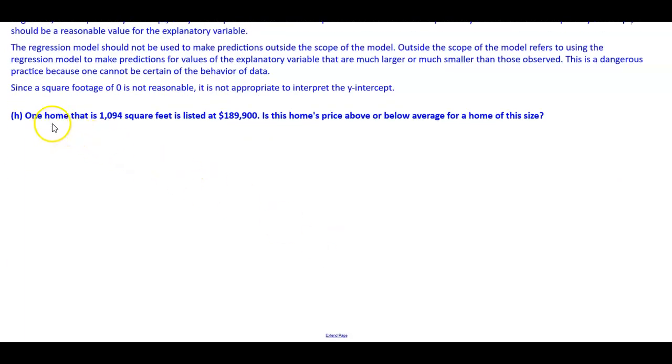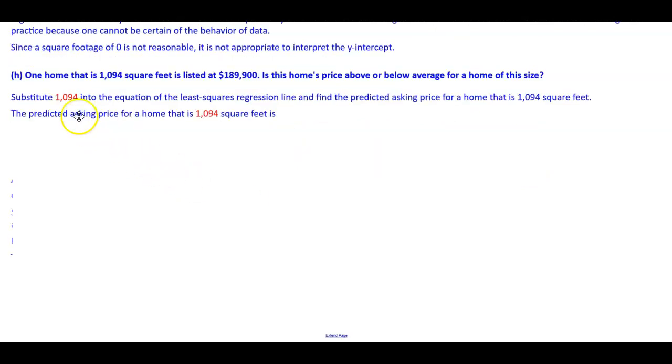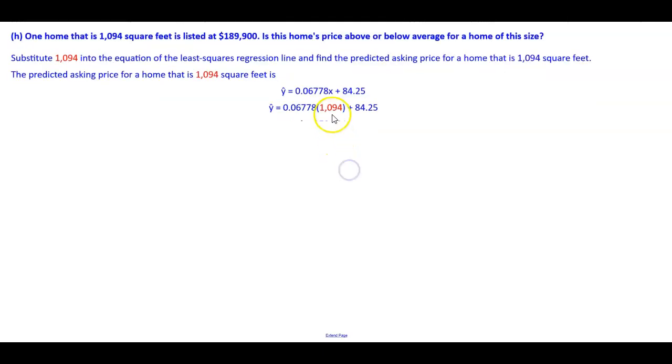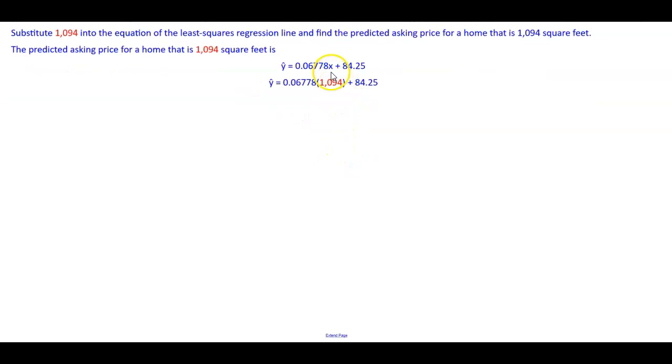Part H, last part. One home that is 1,094 square feet is listed at $189,900. Is this home's price above or below average for a home of this size? Well, we're going to substitute the value of 1,094 into the equation of the least squares regression line and find the predicted asking price for a home that is 1,094 square feet. So here's our equation. We're going to substitute x to be 1,094.